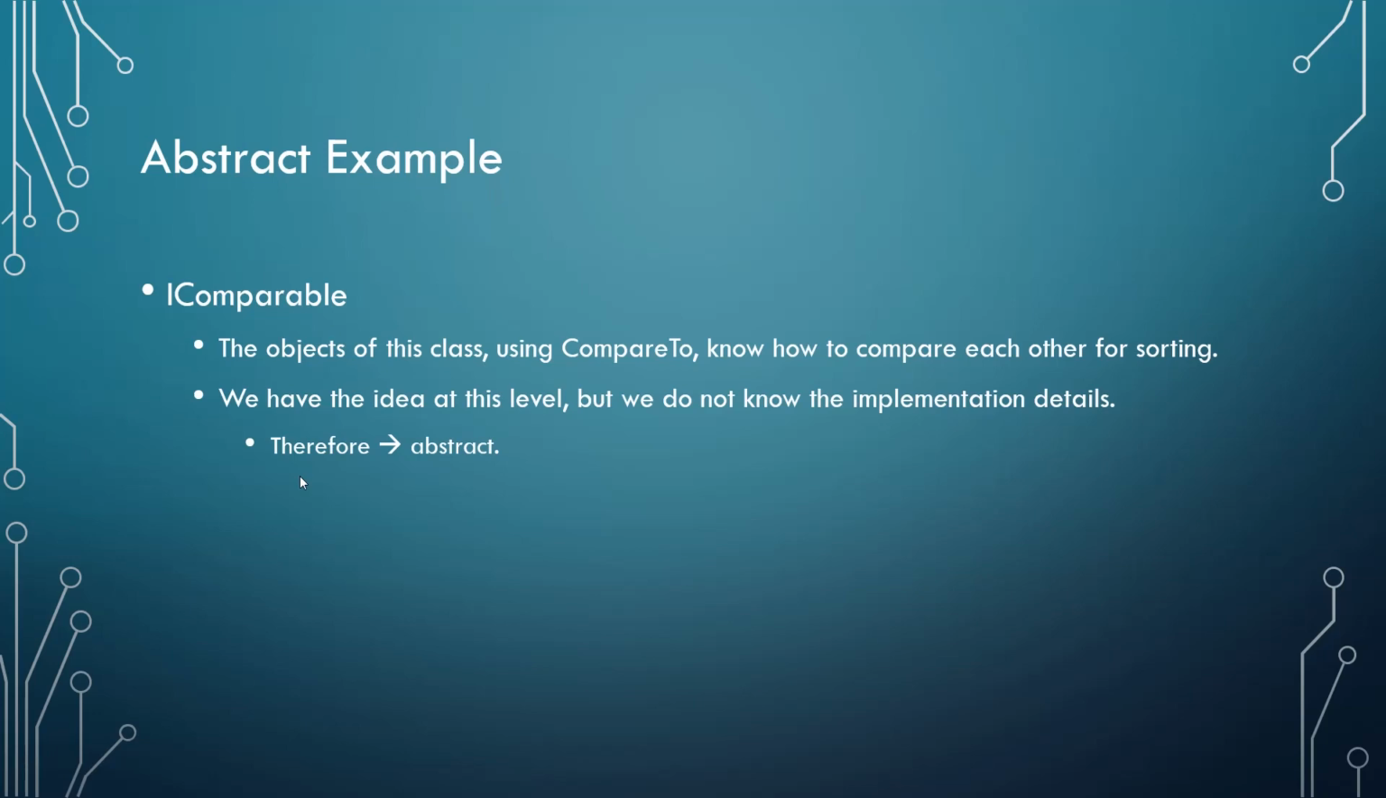Here's an abstract example that we went through in the previous lectures. IComparable. You know when you're doing sorting that the sort routine needs to know less than, greater than, equal to. But it's up to the specific class to decide how that is done. So you generally have the idea that sorting needs to know those three characteristics: less than, equal to, greater than. But we don't know the implementation details of that until we get to the actual class itself and the business needs of that class to put itself in sorted order.